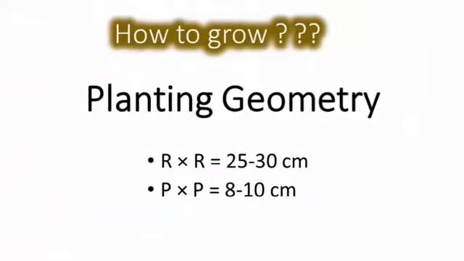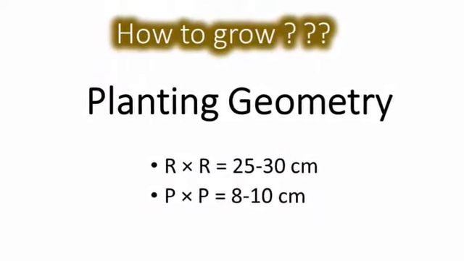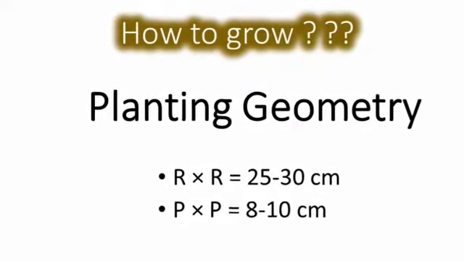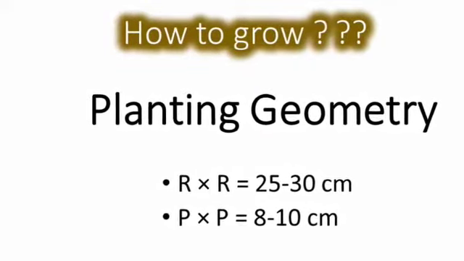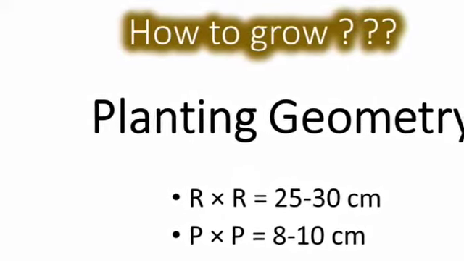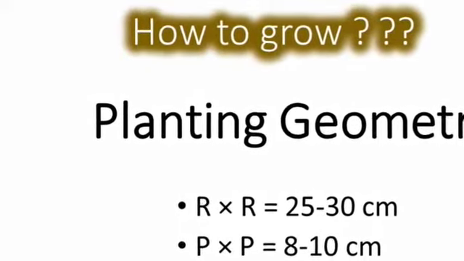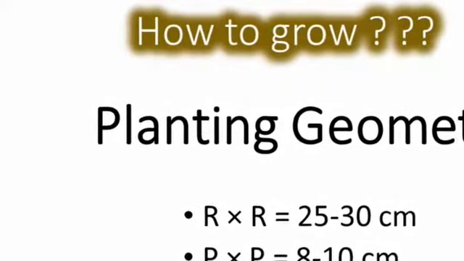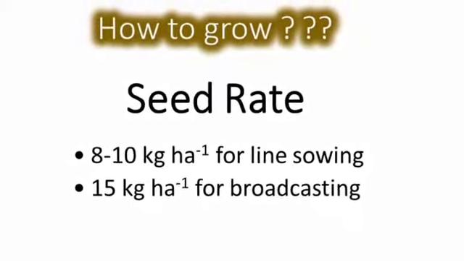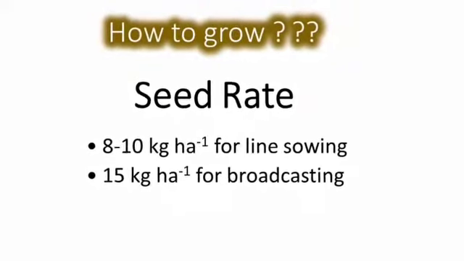How to grow the foxtail millet? Its planting geometry: row to row distance must be 25 to 30 centimeter, and plant to plant distance must be 8 to 10 centimeter. You can sow it in line sowing, and you may broadcast it. Seed rate should be 8 to 10 kg per hectare for line sowing and 15 kg per hectare for broadcasting.